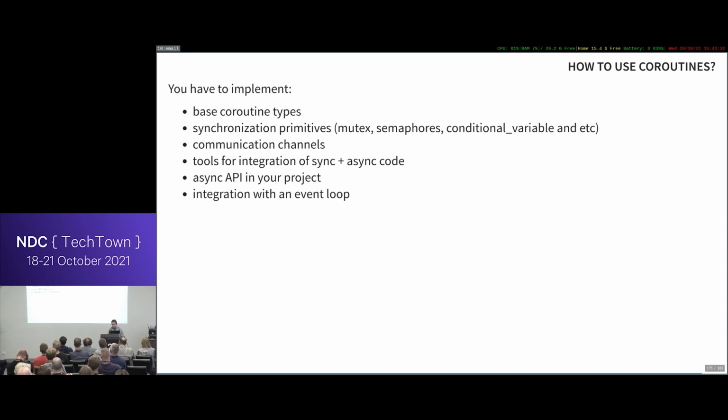In languages like Go, you have channels in the standard library, and you can just use them. In our case, again, we don't have anything. Then we need the tools for integrating synchronous code and asynchronous code, as I showed you. We need something like sync_wait, for example, or a way to keep the task alive and so on. Another important thing is that you actually need to implement the synchronous API in your project.